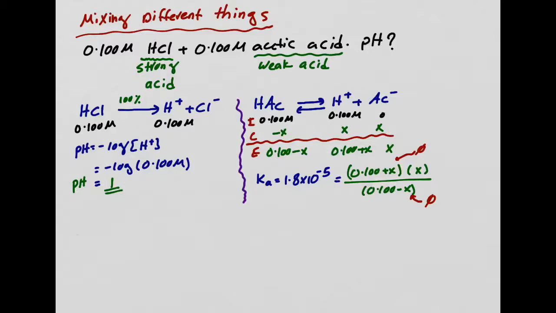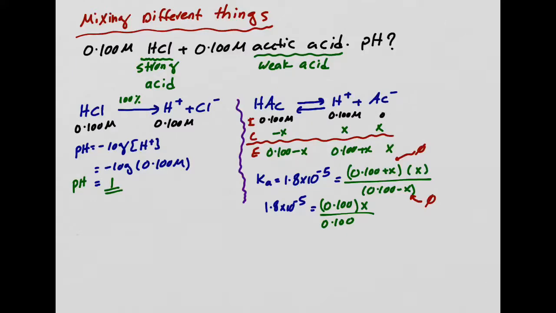Now if that's the case, if I simplify this, my Ka value is going to equal 0.100 times x over 0.100. Do you guys see where I'm going with this? Okay, now what happens? Oh no, this is just going to get cancelled out, right? And then the x is going to equal the Ka value.